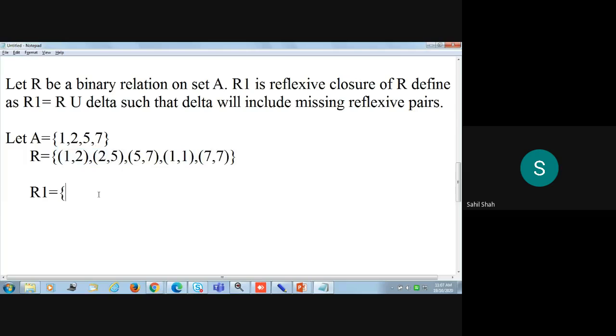So I will copy paste. I could observe that pair (1,1) is present, but this R is not reflexive. Why? Because (2,2) and (5,5) are absent. So you are going to add these two pairs. So this will be the smallest relation which is reflexive, known as closure.